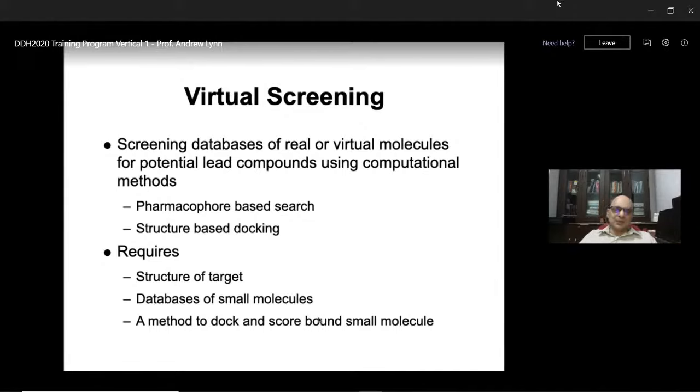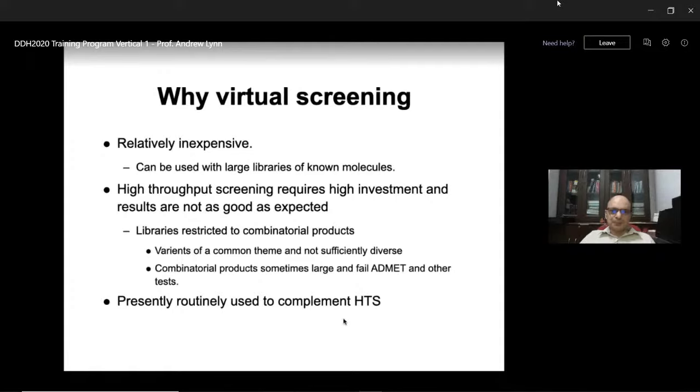Now, I gave you a menu. You have the structure of the target, which would be defined by most of the problem statements. You have a database of small molecules, which could be defined by the problem statements or may not be defined by the problem statements. And you have a method of docking, which you would like to choose, and score the bound small molecules, because that's part of your competition.